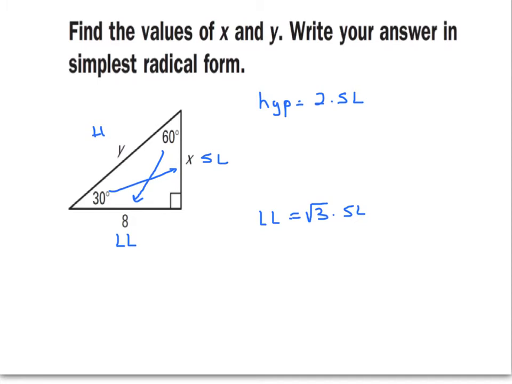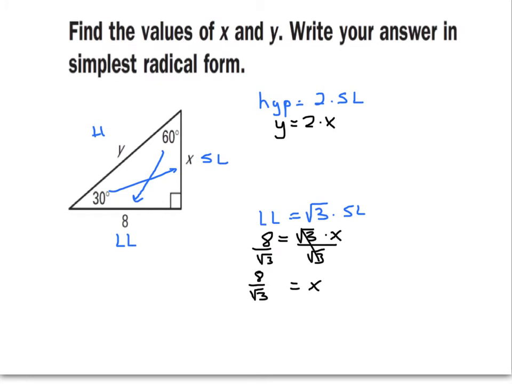I know that the hypotenuse here is y equals 2 times the short leg, which happens to be x. So right now I can't solve that equation yet. So I'm going to go down to the second one. The long leg here is 8 equals the square root of 3 times the short leg, x. And I only have one variable, so I can solve. Now, in order to solve, I'm going to have to divide by square root 3. These square root 3's cancel, so x is going to equal 8 over the square root of 3.